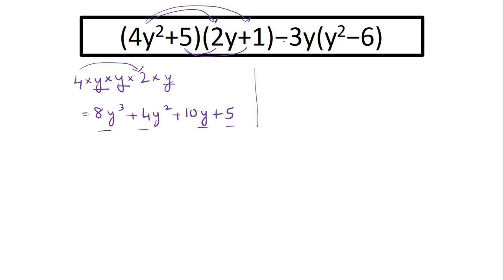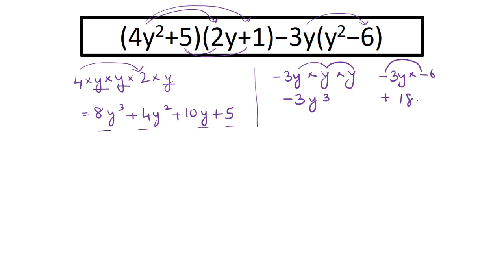Now the next part, now there's a minus 3y here. Now minus 3y times y squared means y times y times y, which is y cubed. Minus 3 stays the way it is and I have a minus 3y cubed. And then I have minus 3y times minus 6. A minus multiplied by a minus always gives you a positive, and then 3 times 6 is 18, and there's a y attached, so I have a minus 3y cubed plus 18y.